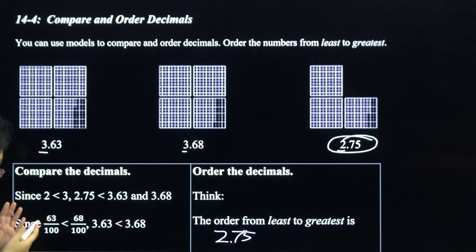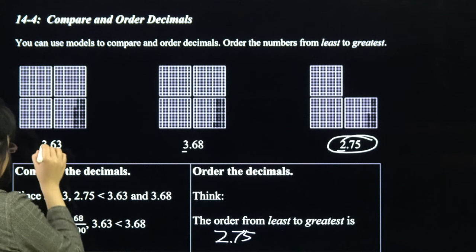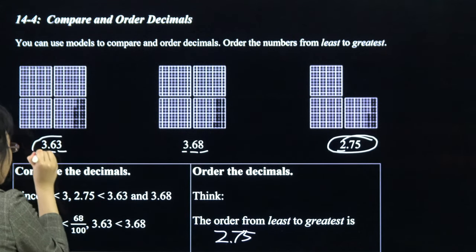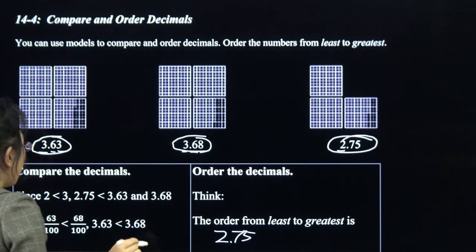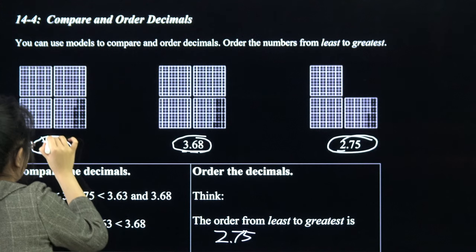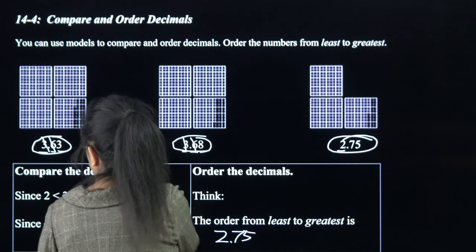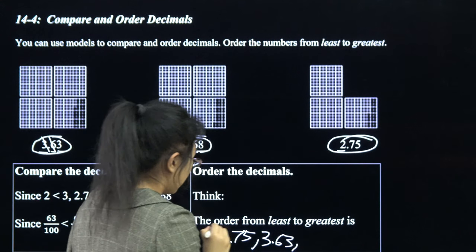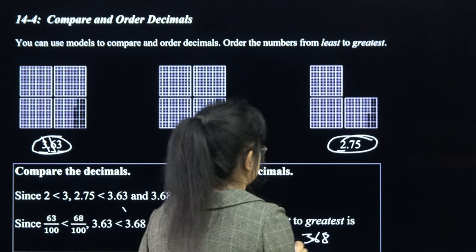And it says, since 63 over 100 is smaller than 68 over 100, then 3.63 is smaller than 3.68. I mean, it's not wrong, but let's see. 3 is equal to 3, 6 is equal to 6, but 3 is smaller than 8. Therefore, 3.63 is smaller than 3.68, because the numbers that aren't equal, going this way, we can't just skip around the number. Okay, so least to greatest would be 2.75, 3.63, and then 3.68.